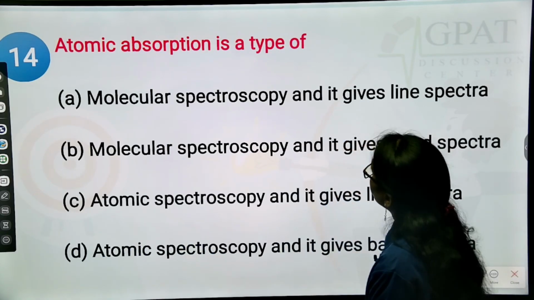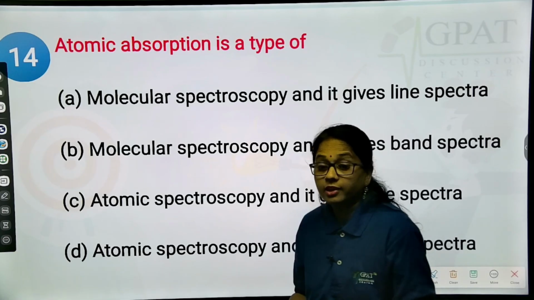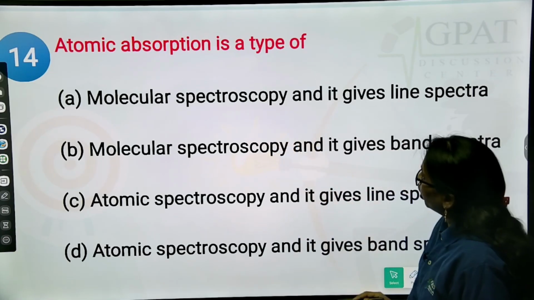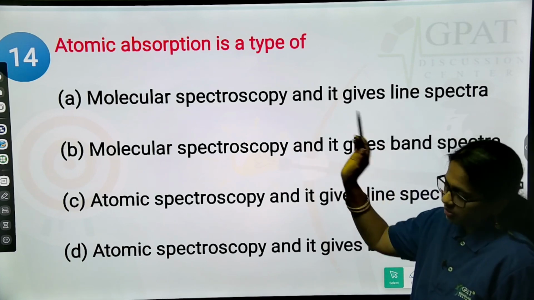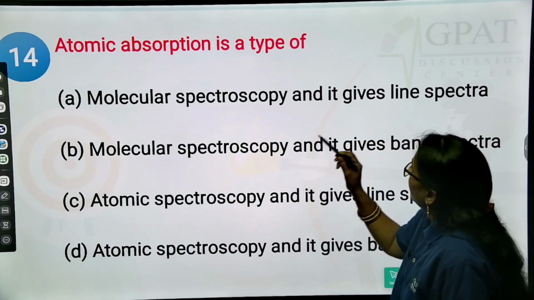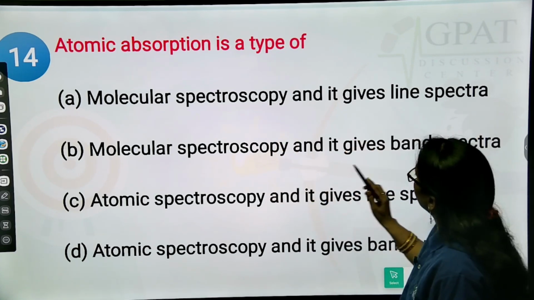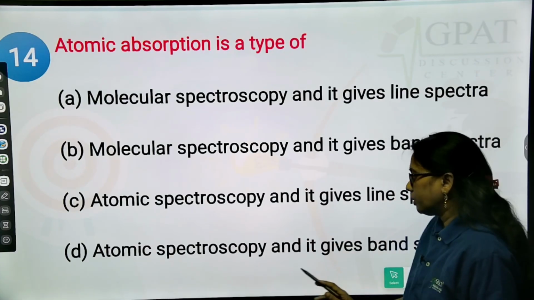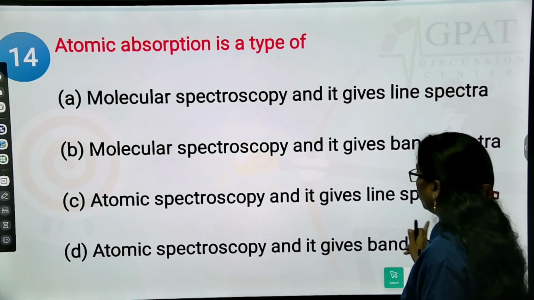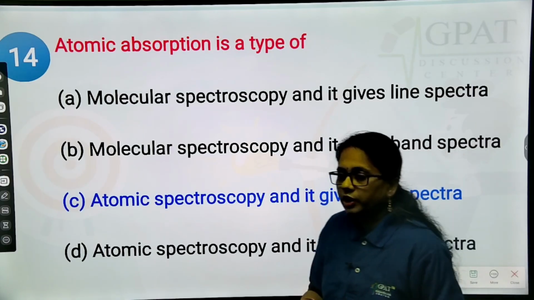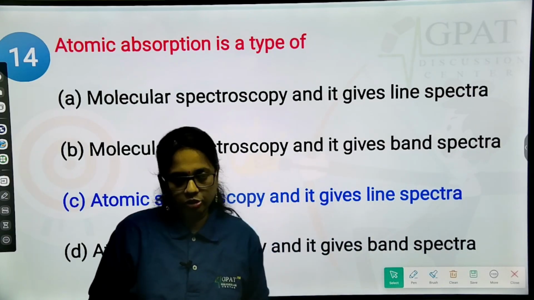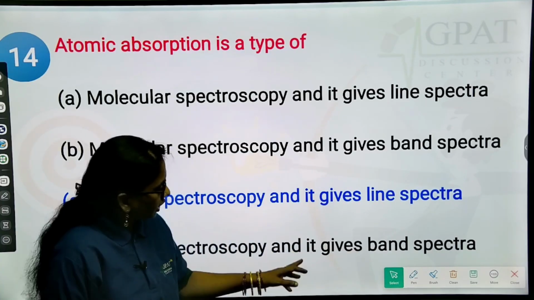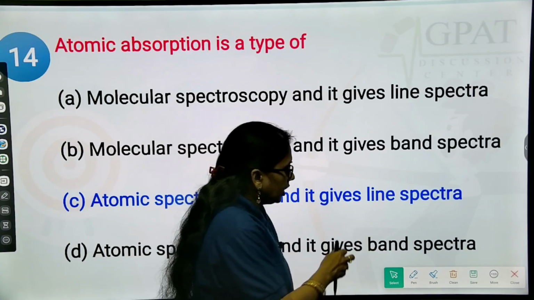Next, atomic absorption is a type of absorption at the atomic level. First one, molecular spectroscopy and gives band spectra? No, not at all. It is going to happen at the atomic level, and it gives line spectra. Molecular spectroscopy gives line spectra? Atomic spectroscopy gives band spectra? Here the emission lines are not like a band, they are simple lines that we are going to get. So C is going to be the right answer.